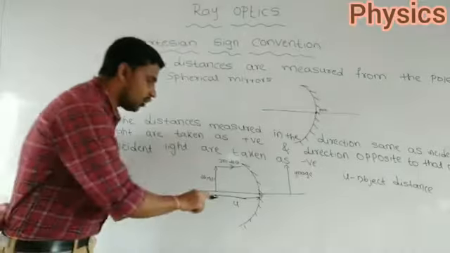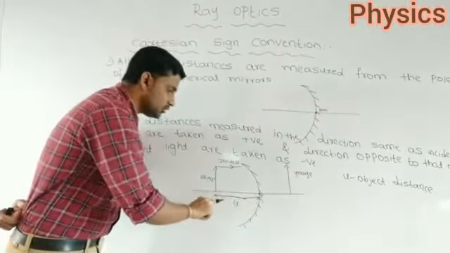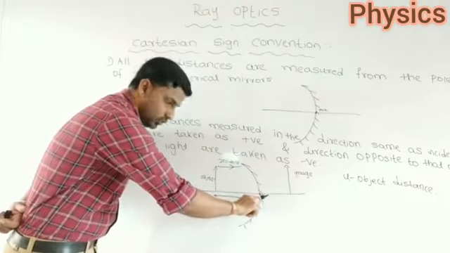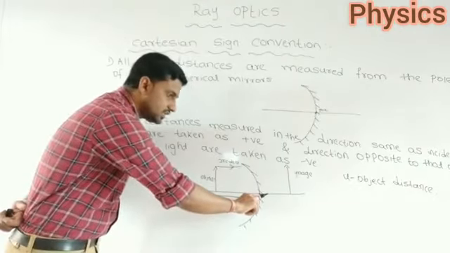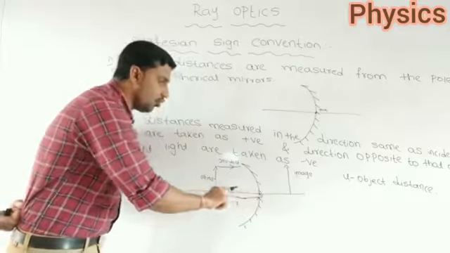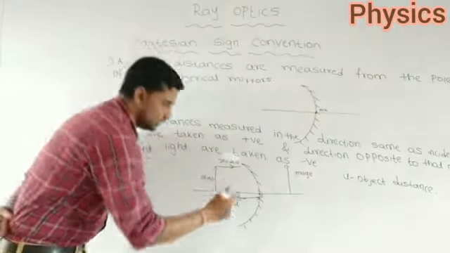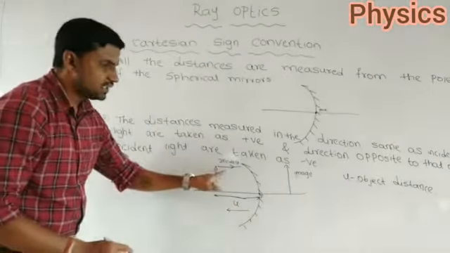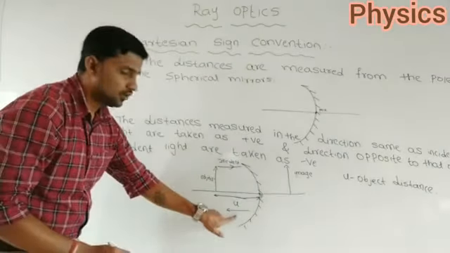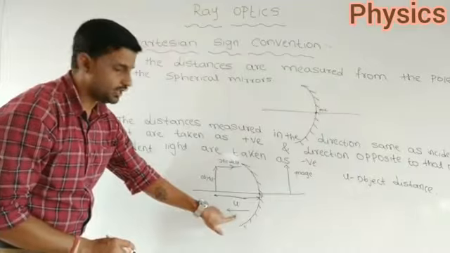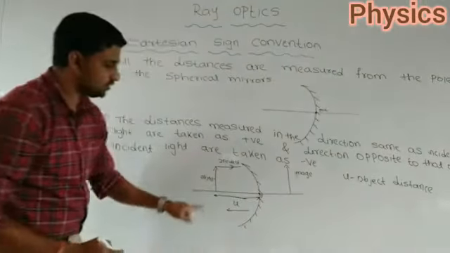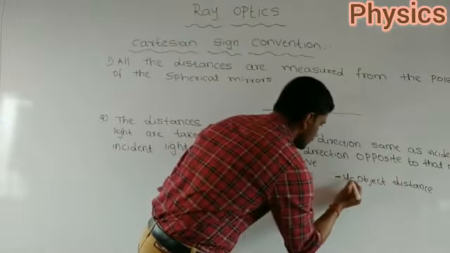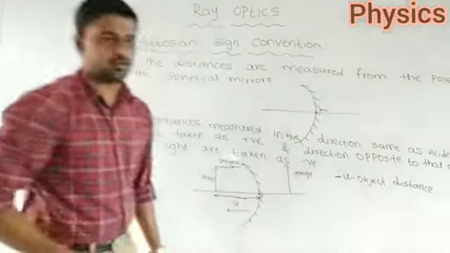And you are taking the object distance from pole to the object, and the direction of that distance is opposite to that of incident light. You are taking the object distance in this manner, and the incident light direction is opposite to that of the object distance. So I have to take object distance as negative. So this is the object distance, negative.